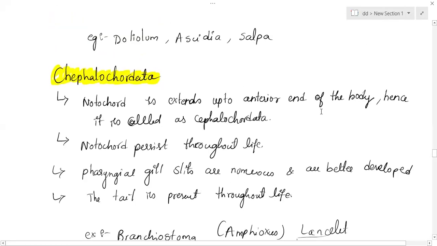This is about the Cephalochordata, not more characters. The notochord will be extended toward the anterior and will remain persistent throughout life. The pharyngeal gill slits will be numerous and better developed, and the tail will remain throughout the life cycle. Okay, that is about the Cephalochordata.